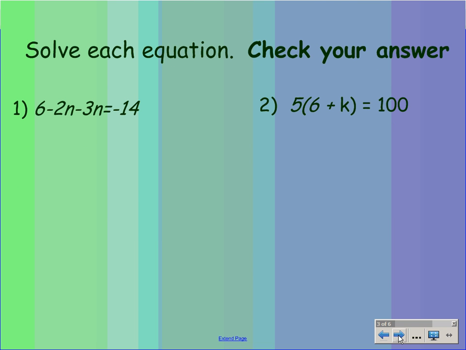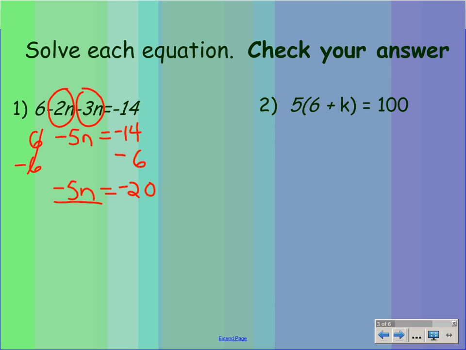Problem number 1, we're just going to combine terms that are alike. So we're going to combine negative 2n and negative 3n. So I'm going to bring down 6, and then negative 2 minus 3 gives me a negative 5n. Make sure your equal signs are lined up, and we have a two-step equation. So I want to subtract 6 on both sides to get negative 5n by itself. Negative 5n is equal to negative 20. Divide through by negative 5 on both sides of the equation. So we end up with n is equal to positive 4.